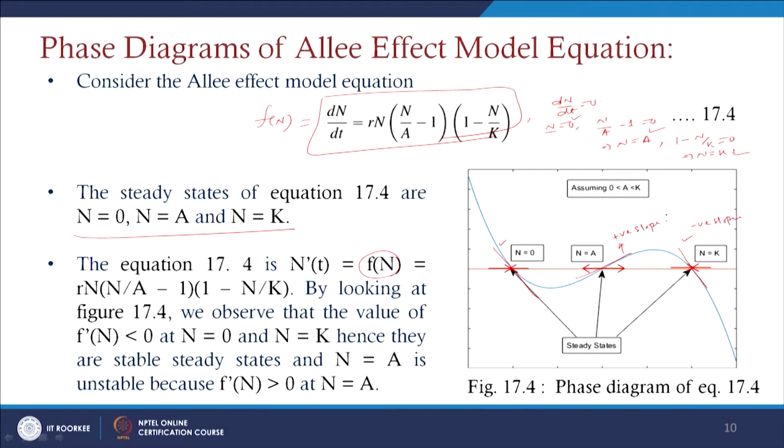Especially, we can find that the function behaves as if it is going outwards from point A. On the left-hand side the function is monotonically decreasing, and on the right-hand side the function is increasing outwards. So N = A represents an unstable point, and N = 0 and N = K represent stable steady states.